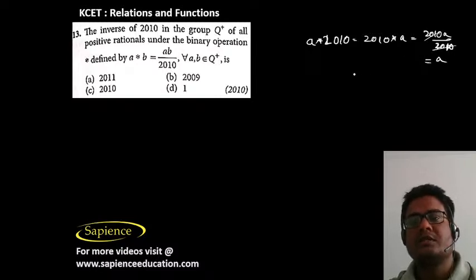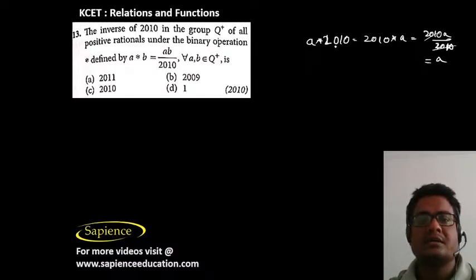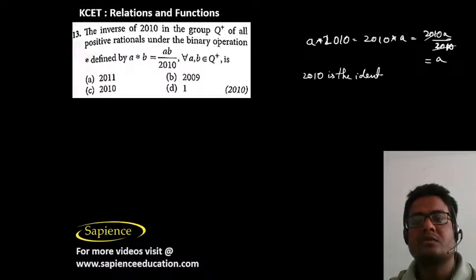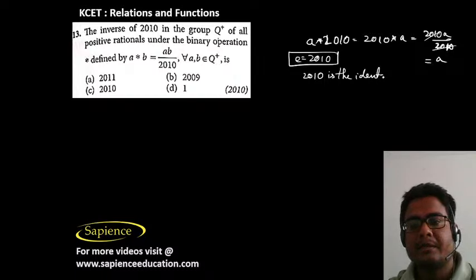So it means that 2010 is the identity element. It is equal to E actually. E is 2010 for this binary operation star. 2010 is the identity element for the binary operation star.